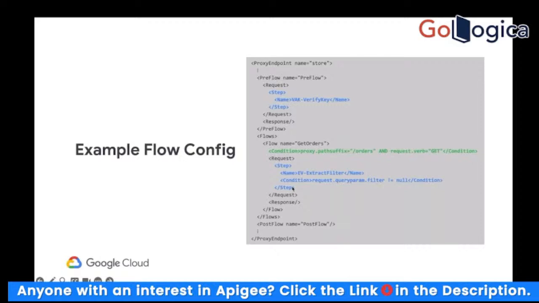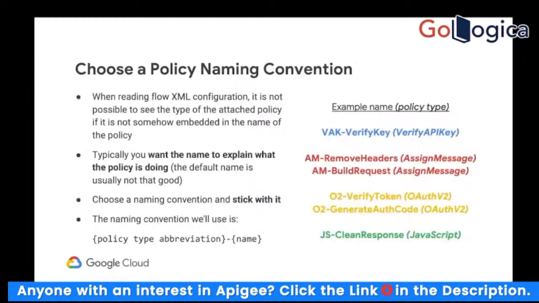So here also in the flow we have one policy, the extract variable policy. This is like extract filter. So for any filter variable in the query param, if the filter is not null, then it will extract the filter. So you can put a condition inside the policy, inside the flow, inside the route rule. You can put a condition anywhere, and based on wherever it is put, it will control the flow. It will control whether the policy, this flow, or this route rule will execute or not.